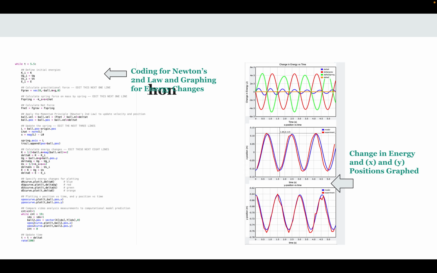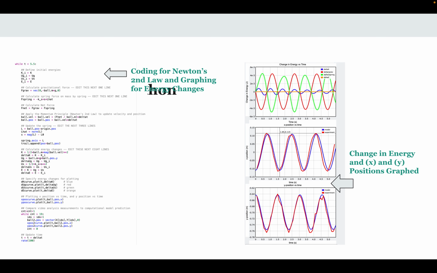So here's the code for Newton's second law and the graphing for the energy change, as seen to the right. K initial, gravitational potential, and spring potential energy were all initialized and then run through a while loop and all graphed. And then here are the resulting graphs.